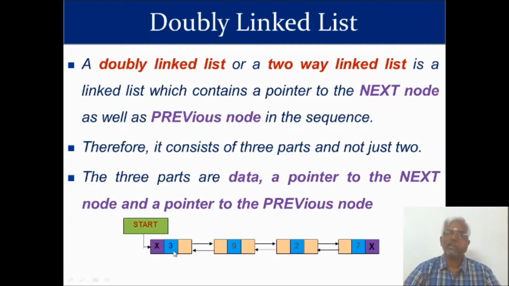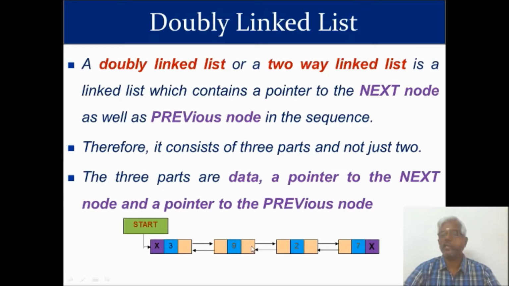The first node consists of 2 pointers, next and previous. Next points to the next node 9. The previous, here it is null. Why is it null? Because this 3 is the first node of the doubly linked list. Definitely there will be no previous nodes, so it is null always.